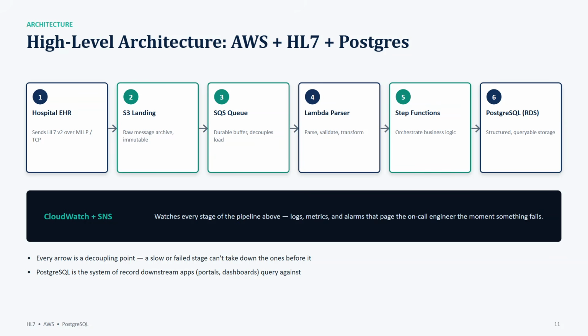Here is the 30,000-foot view of what we are building. The hospital's EHR sends an HL7 message over MLLP. We land the raw message in S3 first. Always keep the original untouched. From there it drops into an SQS queue, which is our shock absorber. It decouples receiving from processing. A Lambda function parses and validates it. Step Functions orchestrates whatever business logic that message type needs. And finally it lands in PostgreSQL. And running underneath all of it, CloudWatch and SNS are watching every stage, so we know the second something breaks.